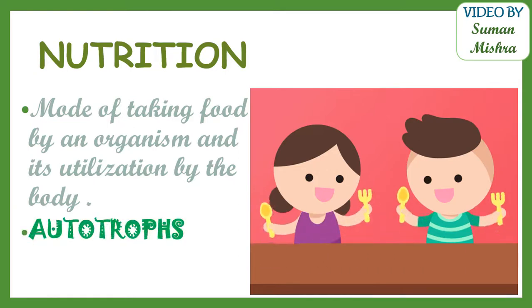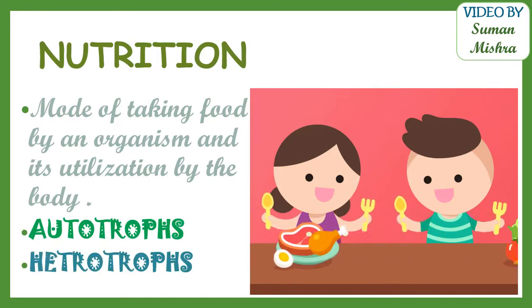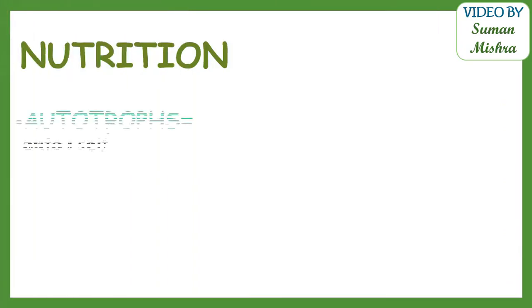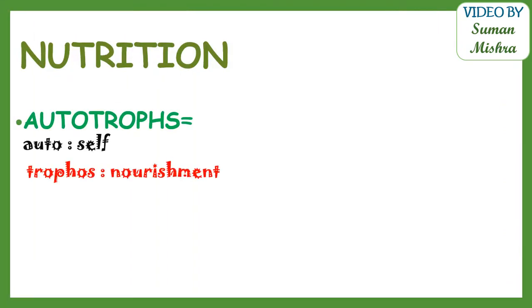So basically we have two types, autotrophs and heterotrophs. So let us discuss what are each one of them. Auto means self and tropos means nourishment. When we have self nourishment, जब खुद से हमारा nourishment हो रहा है, that is called as autotrophs. That means plants prepare their own food, so they are taking nutrition on their own. Okay, so this is autotrophs.